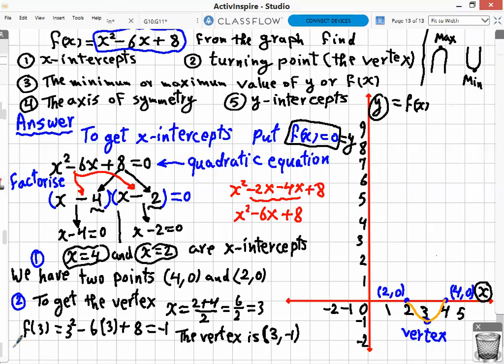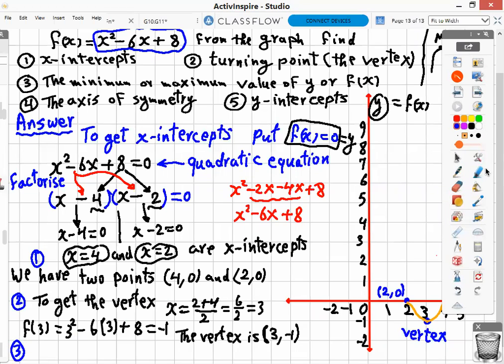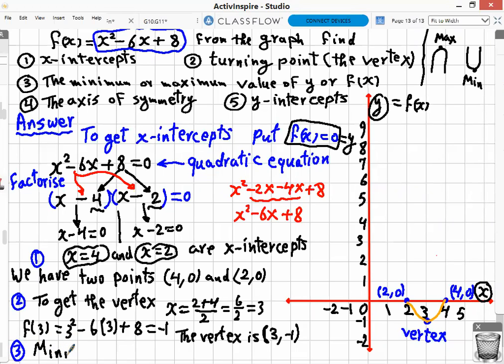Here is 3. What is the minimum value of y down? Yes. -1. The smallest value of y down. You see, the values of y are on the vertical line. If you cannot catch it, tell me. Easy? Okay? No problem. You can ask now.